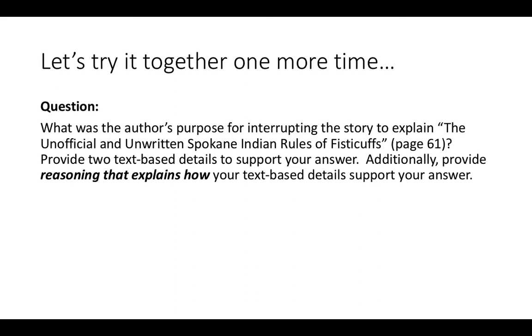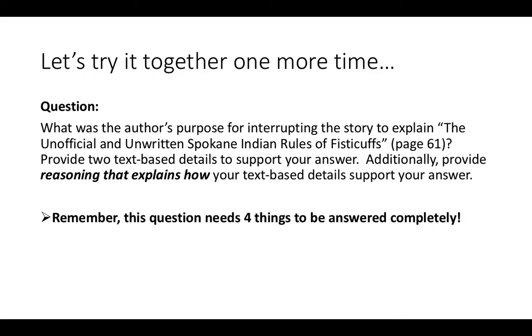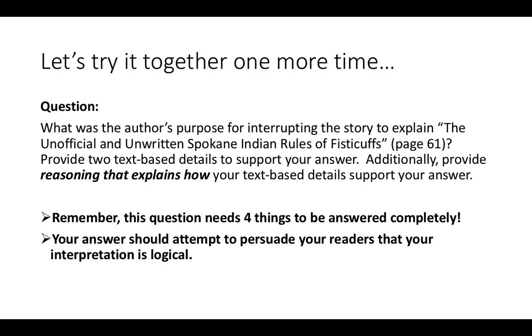Here's a new question. What was the author's purpose for interrupting the story to explain the unofficial and unwritten Spokane Indian rules of fisticuffs on page 61? Provide 2 text-based details to support your answer. Additionally, provide reasoning that explains how your text-based details support your answer. Remember, this kind of question needs 4 things to be answered completely. Your answer should attempt to persuade your reader, that in this case it's me, that your interpretation is logical.